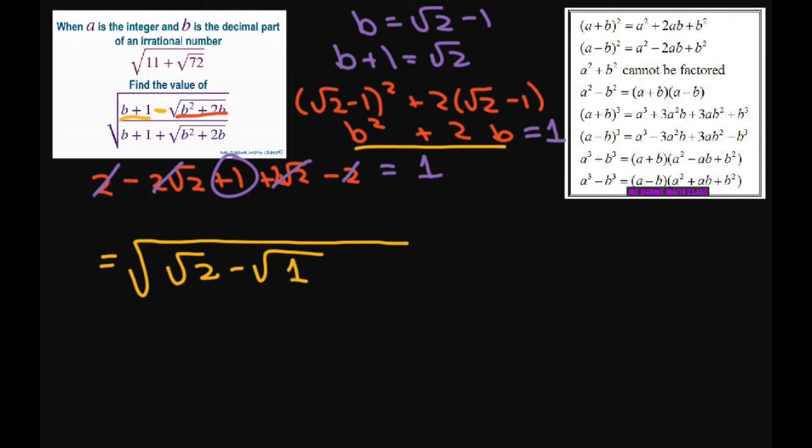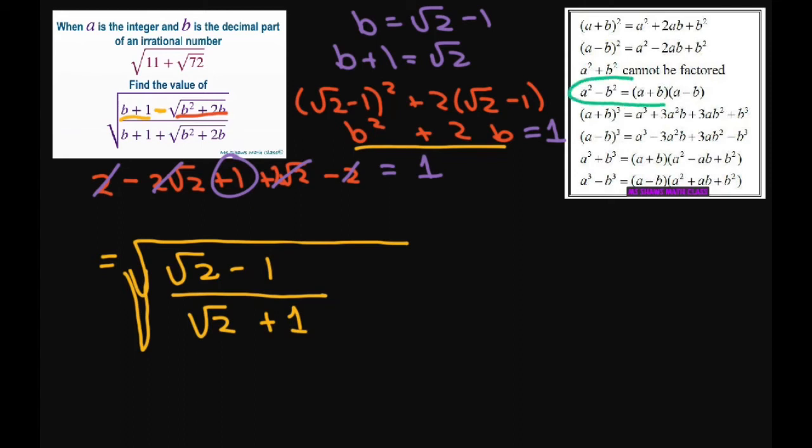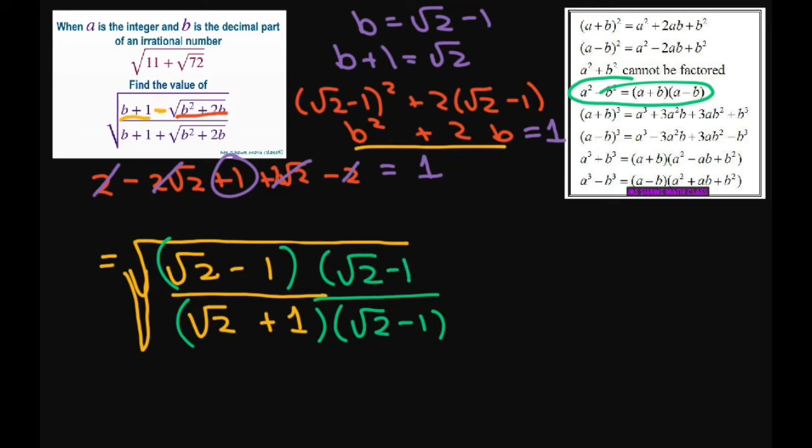All right, and then in the denominator, it's the same thing, but it's going to be square root of 2 plus 1. I'm going to take the square root off. Square root of 1 is just 1. To simplify this, we're going to rationalize the denominator and use our difference of squares here. So I'm going to multiply my denominator by square root of 2 minus 1. That means I also have to multiply my numerator by square root of 2 minus 1.